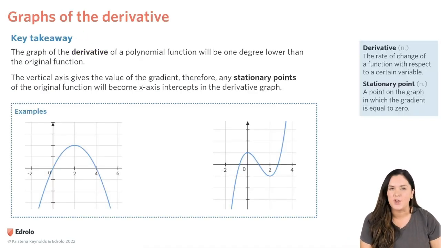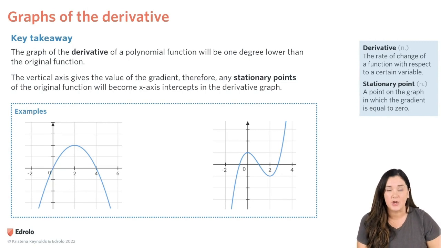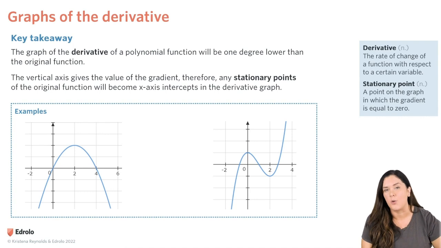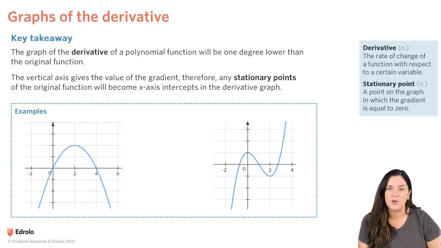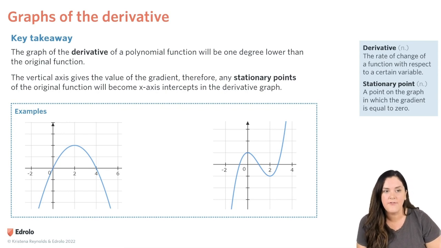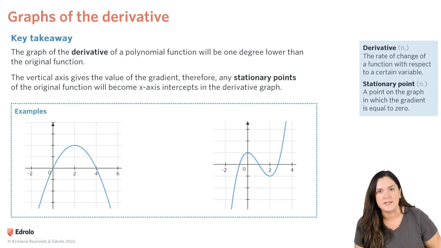So the main thing you need to know for the graph of a derivative function of a polynomial is that the derivative function will always be 1 degree lower than your original function. We have some important key features that we need to be looking for when sketching our derivative graph. The first one is the stationary points. So the vertical axis actually tells us what our gradient is going to be.